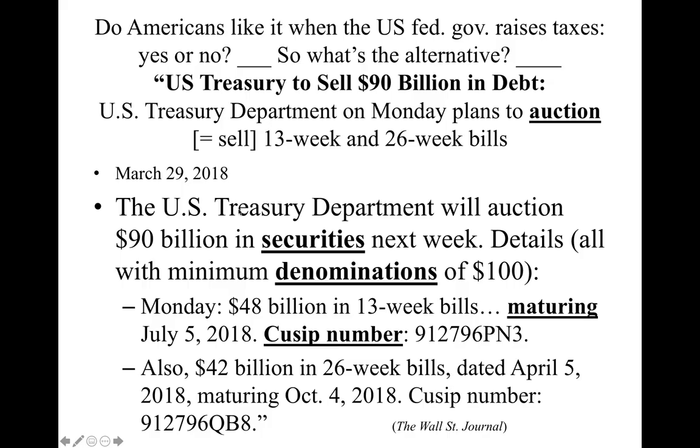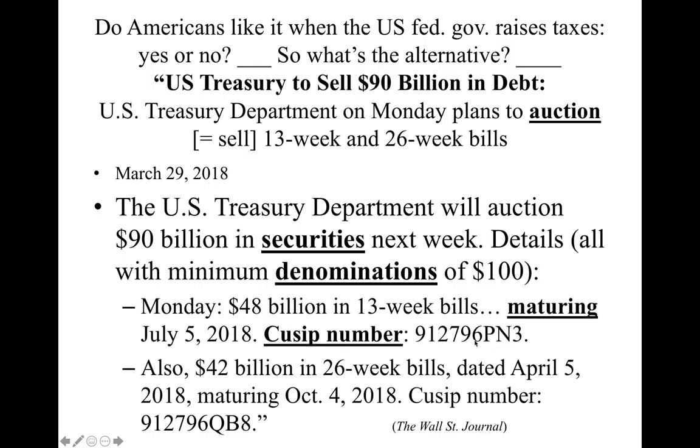Here's the article. The U.S. Treasury Department will sell off $90 billion in securities. That's a financial instrument you can buy and sell. And here are the details. On Monday, the government's going to sell or borrow $48 billion in 13-week bills. So those are going to mature. They'll come due in July.